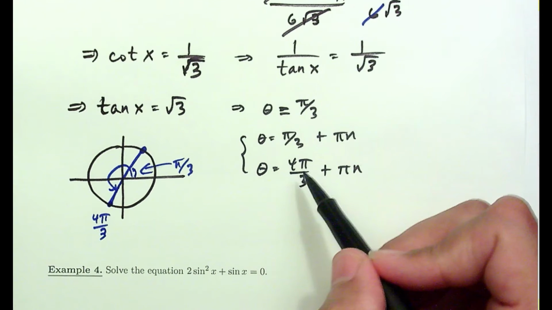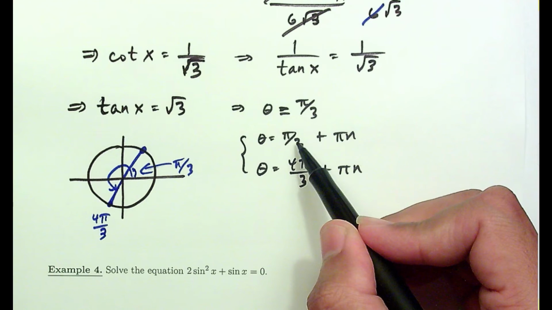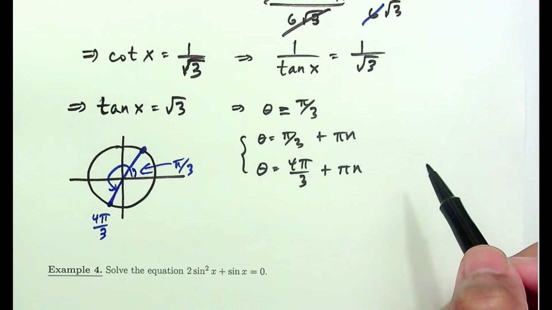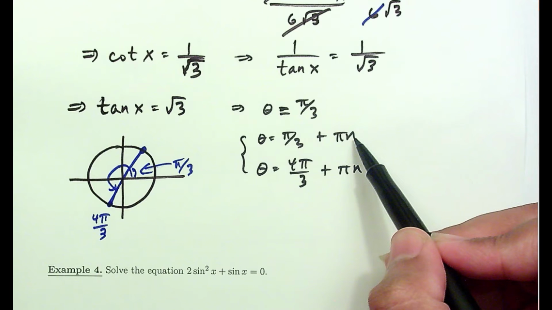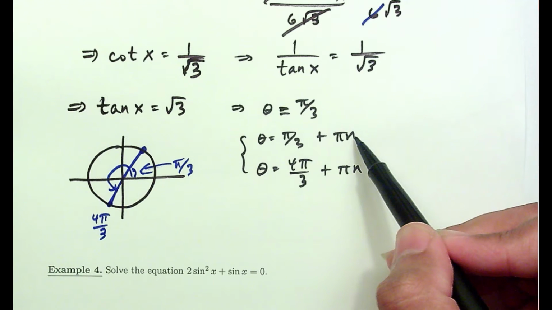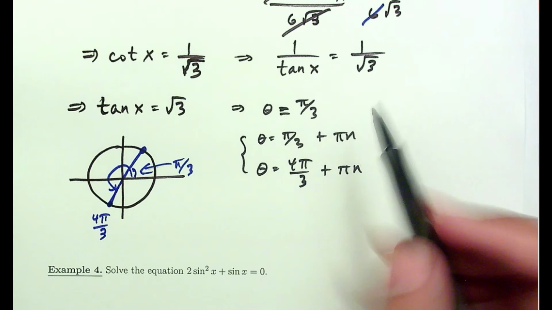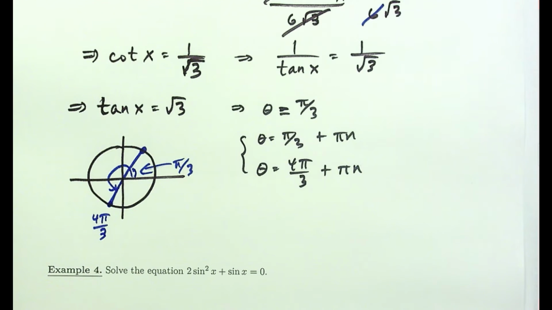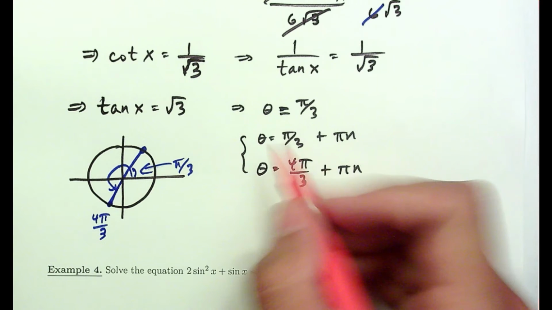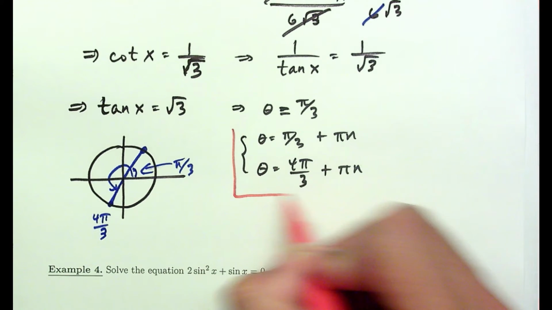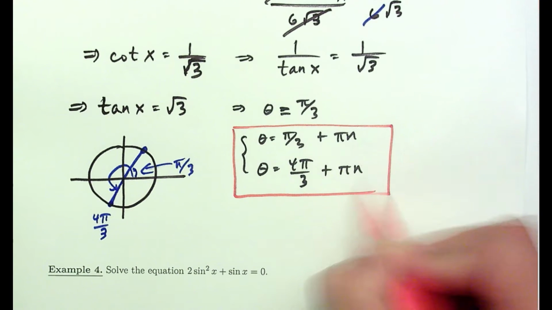Now, because this one is obtained from that one by adding pi, it would be a special case. If you plug in n equals 1 here, you would get 4 pi over 3. There is some redundancy here. This is correct, but it is redundant because of that.